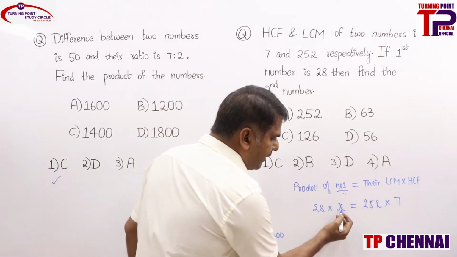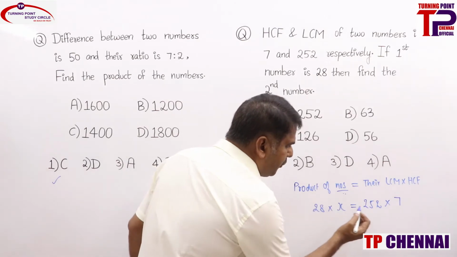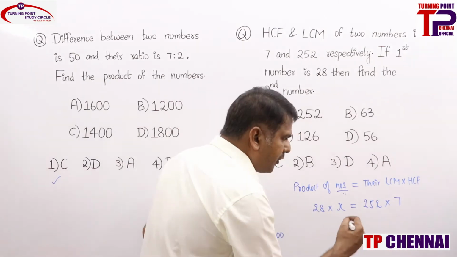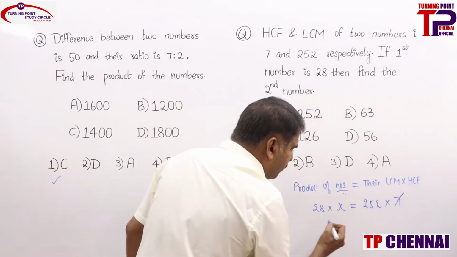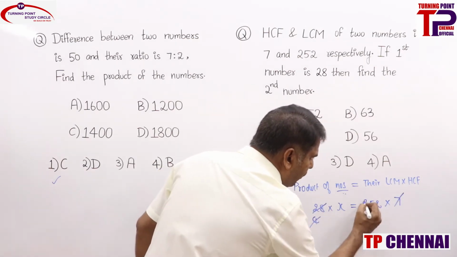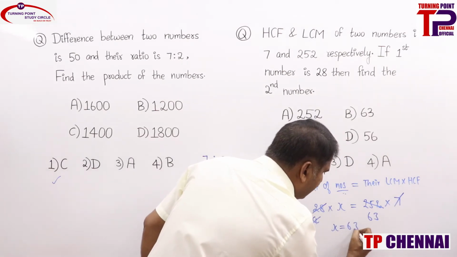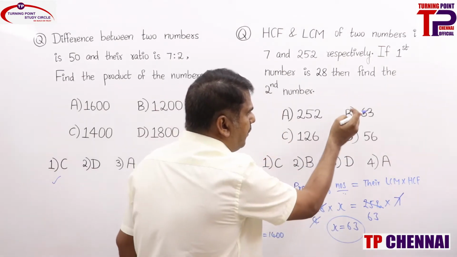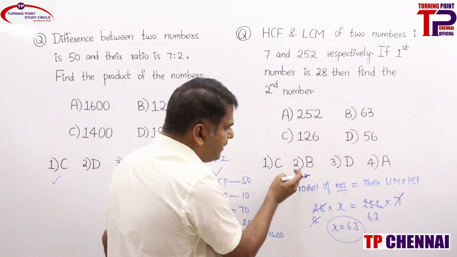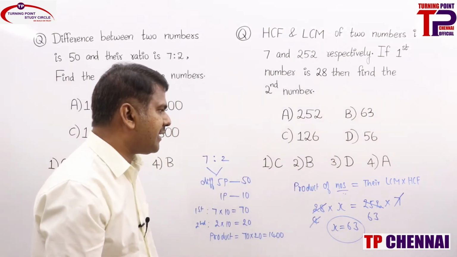Now we need to find out the other number. So X is equal to, you can send the 28 to that side, or you can get it cancelled here itself. So 7 4s are 28, 4 6s are 24, 4 3s are 12. So the other number is how much? 63. 63, B, is given as the second option. So go ahead with the second option.